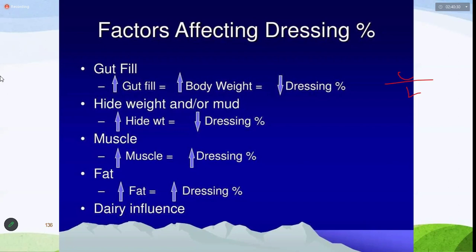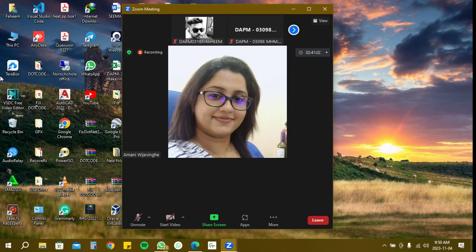If we slaughter a high milk producing dairy cow, the milk weight is also added to our final live weight. Once she is killed, we remove that weight. At that time again the dressing percentage will be reduced. Did you get my point? Okay, good. Any more questions? Very good.